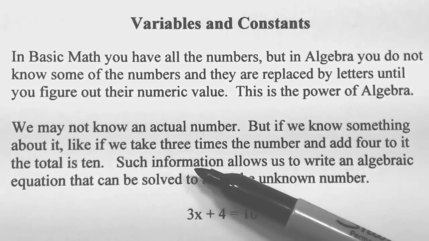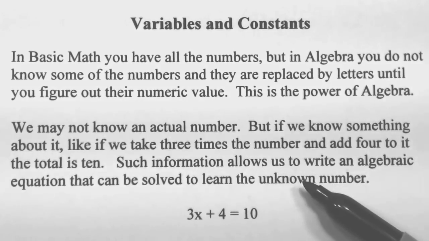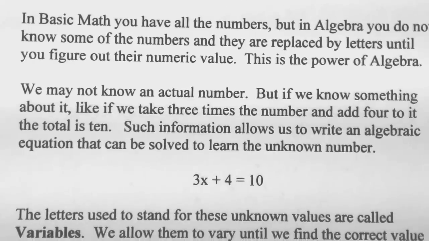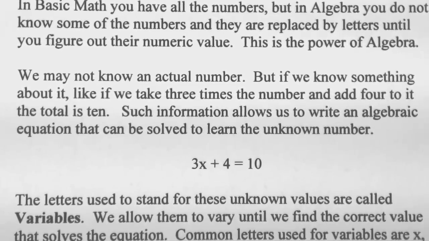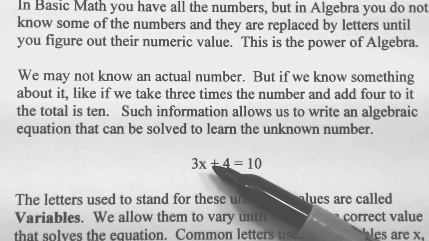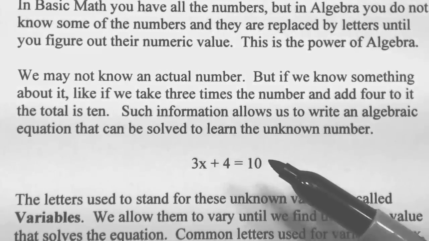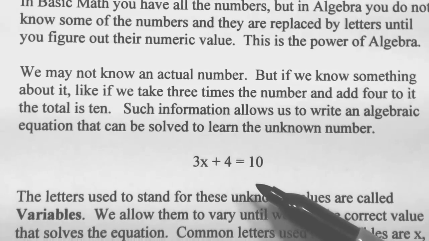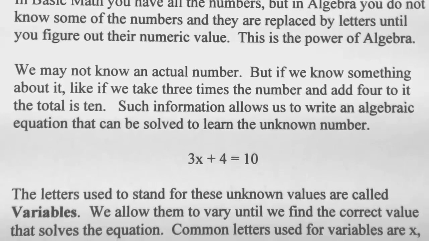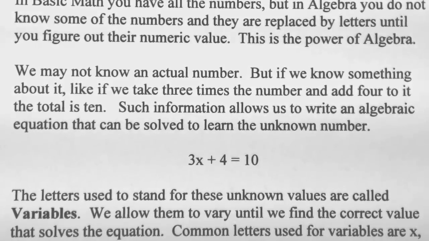Now, as we said, you may not know what the actual number is, but if you know something about it, like for instance, if we take 3 times a number and add 4 to it, the total is 10, then what we can do is write that as an algebraic equation. Here we have 3 times some number plus 4 equals 10. Well, of course, this is a very simple equation which you can look at and figure out the value in your head. We'll be talking more about equations in a little while here.